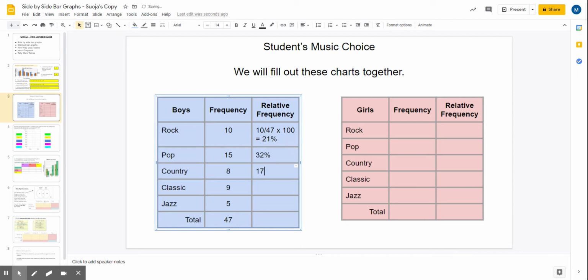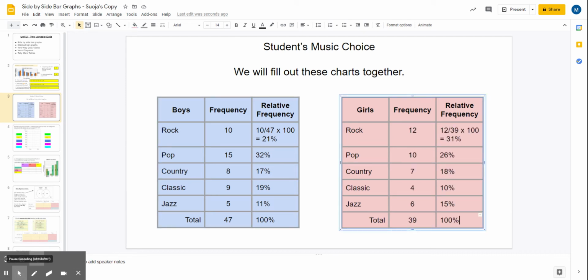32%, 17%, 19%, 11%. And adding them all up, depending on your rounding and whatnot, sometimes they add up to 99, sometimes 101. This, I think, ended up adding up to 100%. Okay, so I'm going to pause the video and you guys go ahead and fill out the girls.